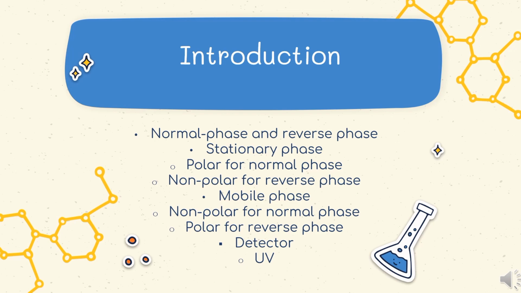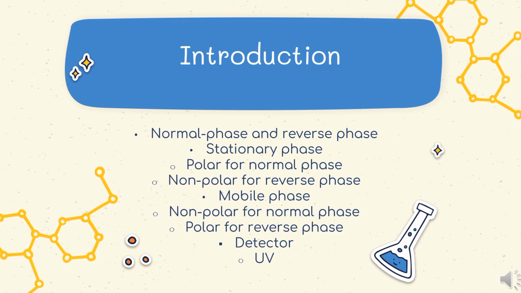Reverse phase and normal phase are the HPLC equipment types that can be utilized. For normal phase, a polar substance serves as the stationary phase in the HPLC method, and a non-polar solvent serves as the mobile phase. For reverse phase, a non-polar substance serves as the stationary phase in the HPLC method, and a polar solvent serves as the mobile phase, but for this experiment, we use normal phase.